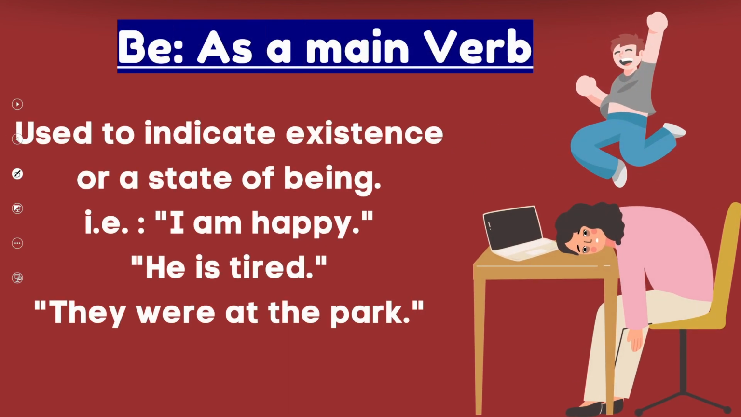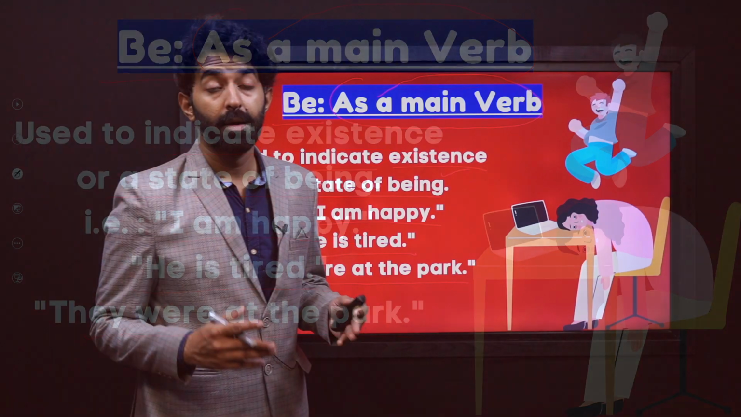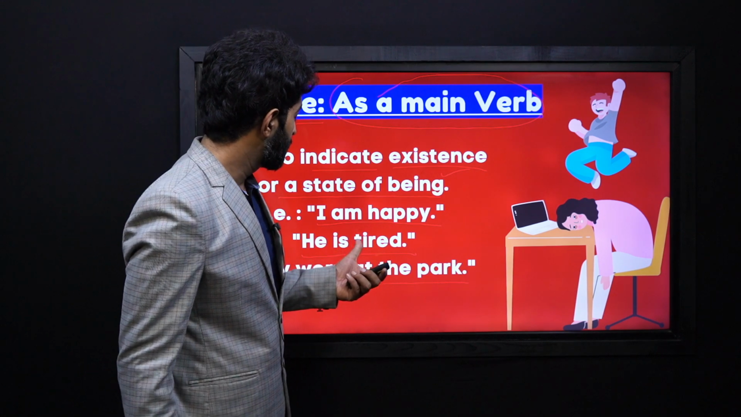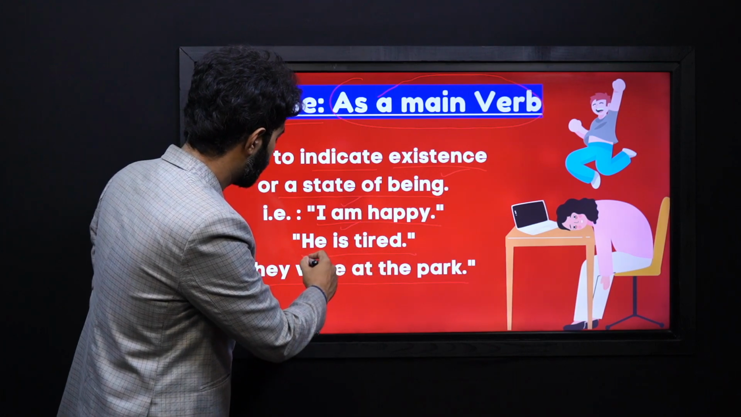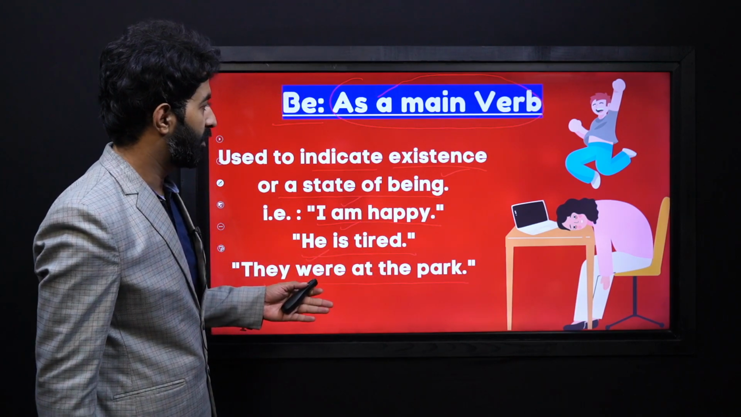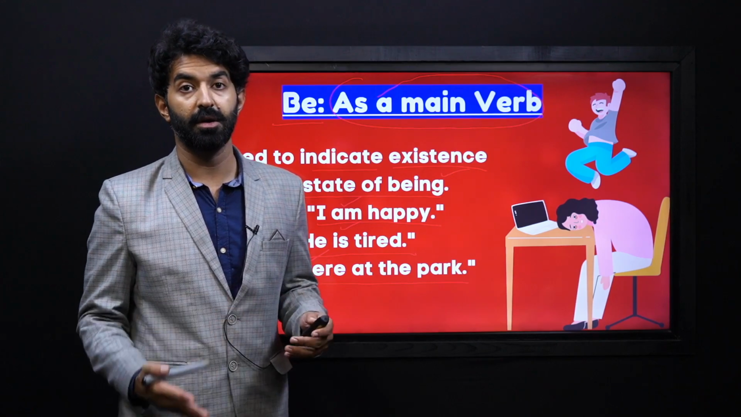Let's talk about be as the main verb. It is used to indicate existence or a state of being. For example, I am happy. Now, he is tired. They were at the park. My dear learners, if you look at this, am, is, and were. All these are our auxiliary verbs acting as our main verb.